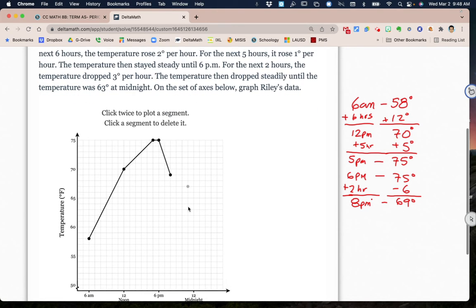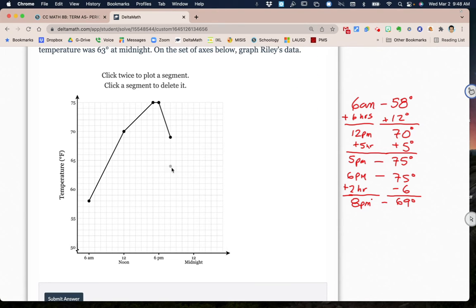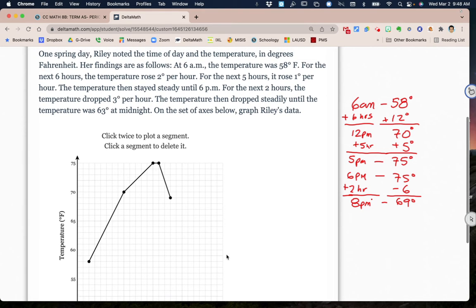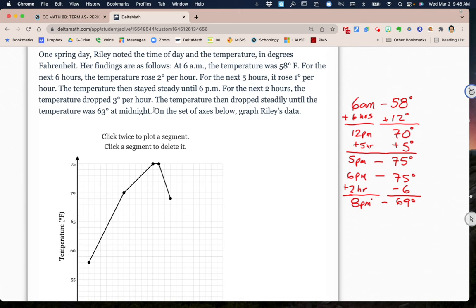And that should put us at 8 p.m. Let's just double check. Yeah, that would be 8 p.m. And if we do it correctly, it's 69 degrees. Perfect. Okay. So then what happens next?